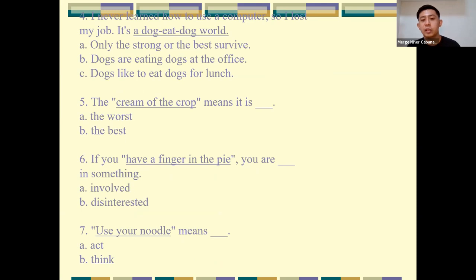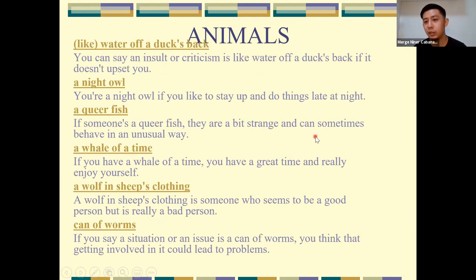I never learned how to use a computer, so I lost my job. It's a dog-eat-dog world. So when you say dog-eat-dog world, only the best survive, okay? What about the cream of the crop means the best? You have a finger in the pie, you're involved. Use your noodle to think, okay? What about common useful idioms by category?